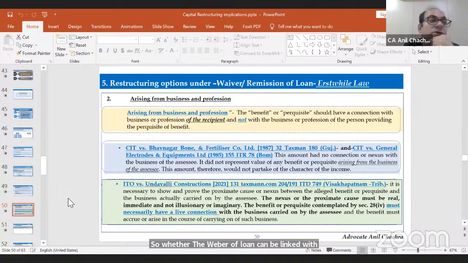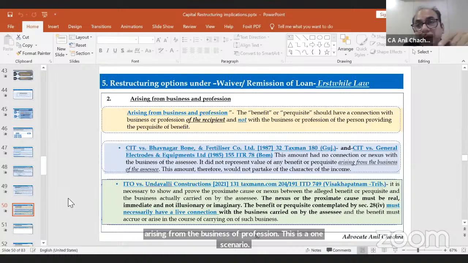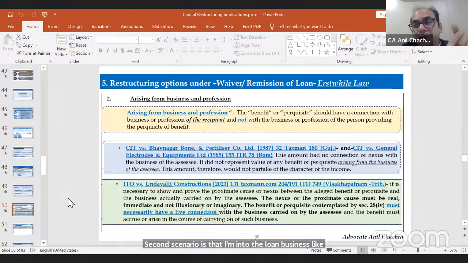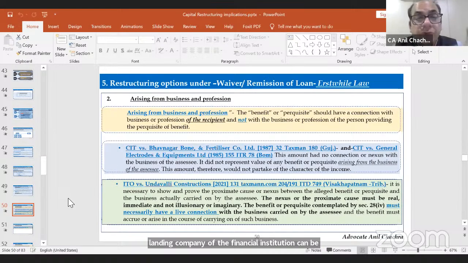This is the one scenario. Second scenario is that I'm into the loan business, like in an NBFC or a financial institution, and some lender has waived off the loan. So whether this waiver of loan by the lending company or the financial institution can be treated as arising from the business or profession. So both conditions are different. We have to see the arising from the business or profession. In the first case, it's not arising from business and profession. In the second case, yes, it should be arising from the business and profession.